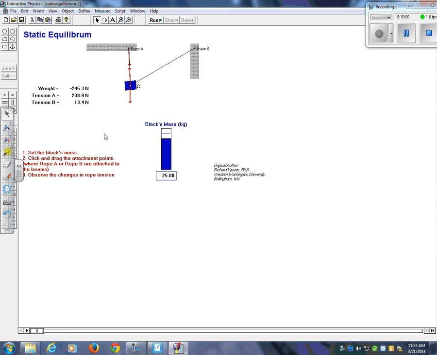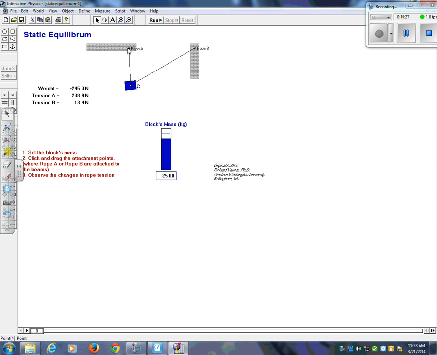Okay, so you can see here as the angle changes, I've got a weight of 245.3 newtons because I've got 25 grams here. Tension in A is 238. Why is it way more than this one? Because the angles are different, right? Set the block's mass, click and drag the attachment points of rope A, rope B attached to the beams. Oh, I see, okay. So I was dragging it in the wrong spot.